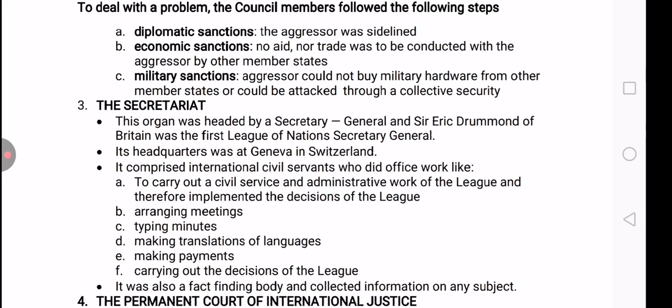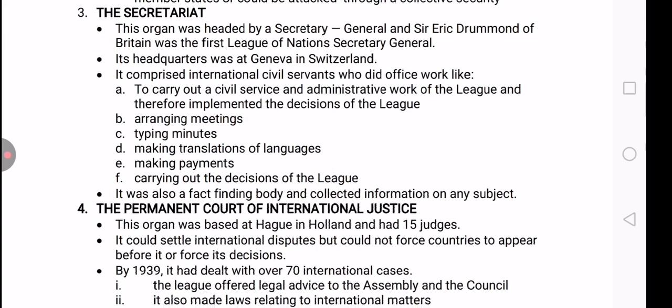Then let's come to the Secretariat. The head of this organ was the Secretary General, and the very first one was Sir Eric Drummond, the first Secretary General of that Secretariat. So we are looking at this side. It says its headquarters was at Geneva, that is in Switzerland.